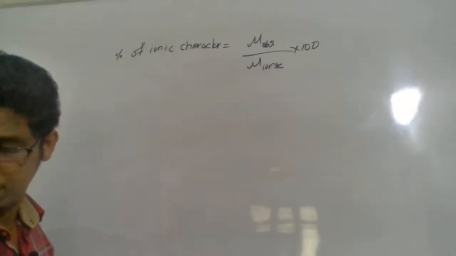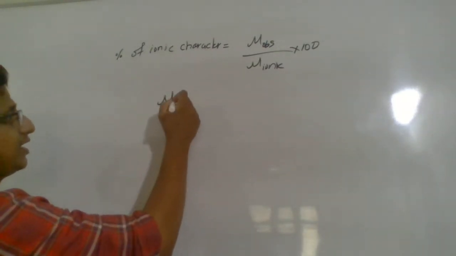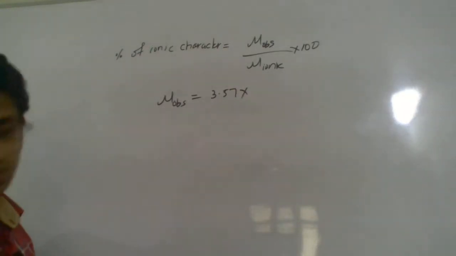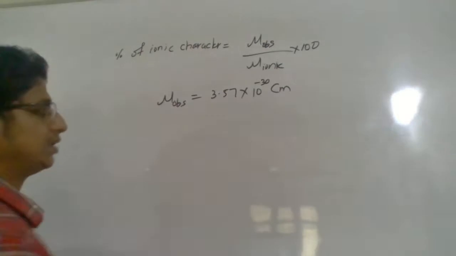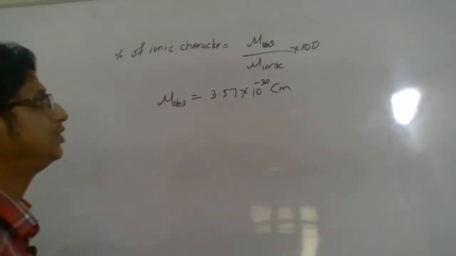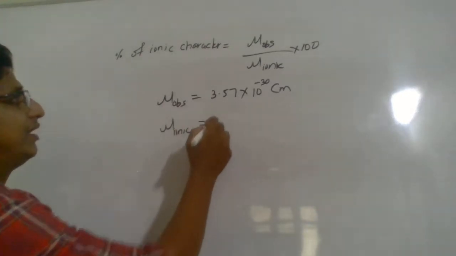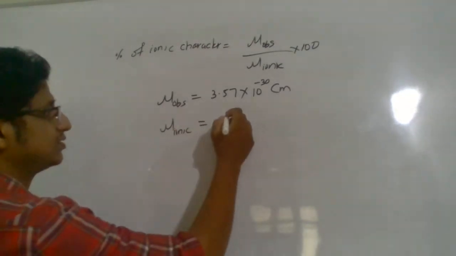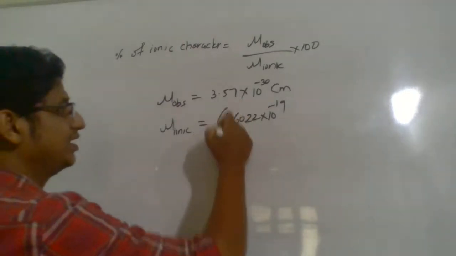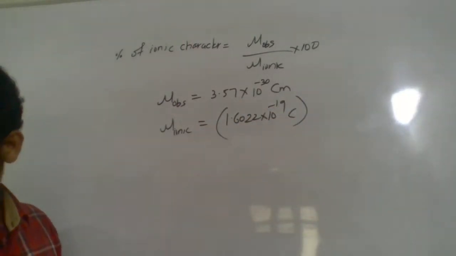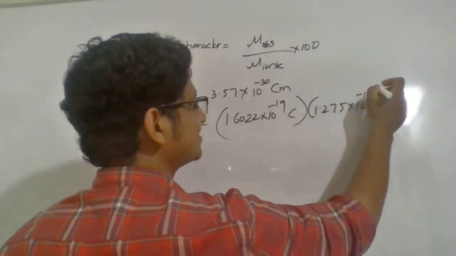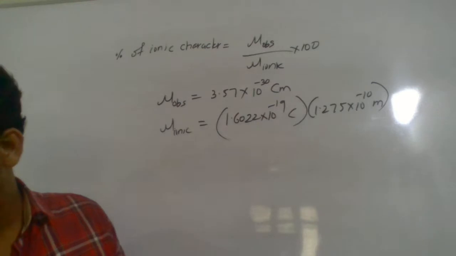The measured dipole moment of HCl, that means its observed dipole moment, they give as 3.57 into 10 raised to minus 30 coulomb-meter. That's the observed dipole moment. Now how can you find mu ionic? For mu ionic, you imagine a complete transfer of electron takes place, so the charge will be exactly equal to the charge of an electron, 1.602 into 10 raised to minus 19 coulomb, into the distance between the dipole, which they give as 1.275 into 10 raised to minus 10 meter.